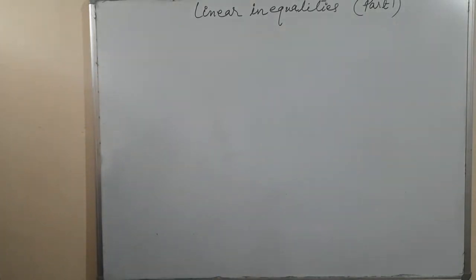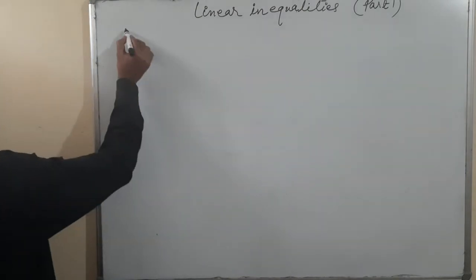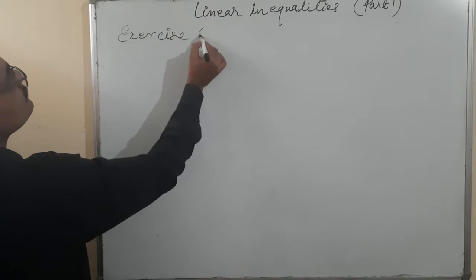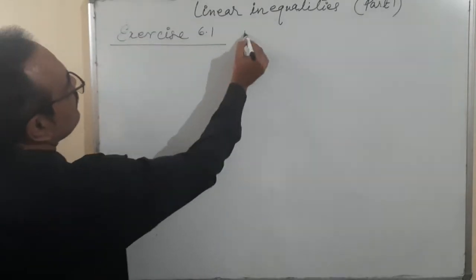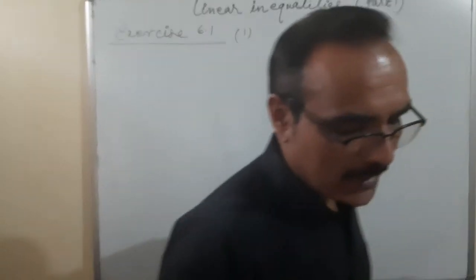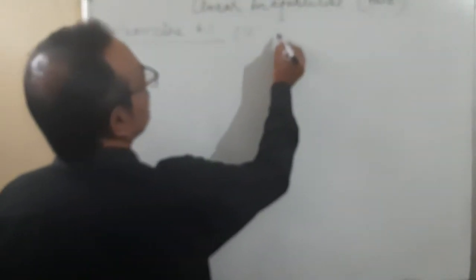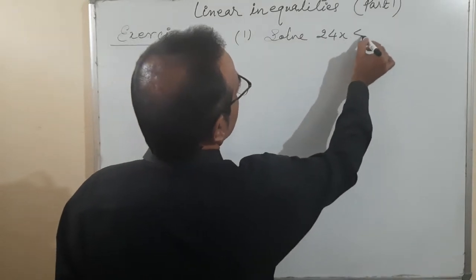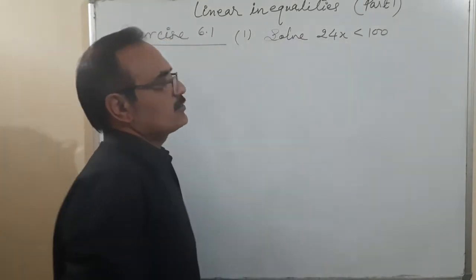Exercise 6.1. Question number 1 I am taking first. Solve 24x less than 100. 24x less than 100. Now we should be very careful.